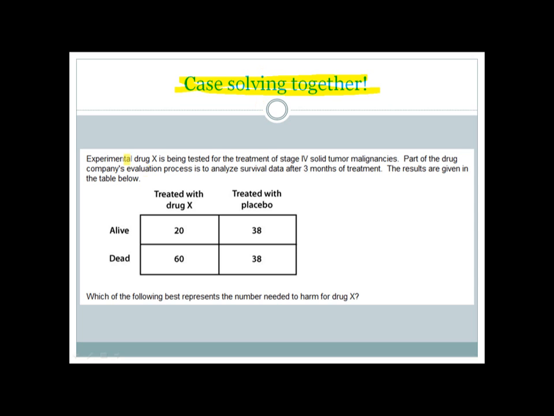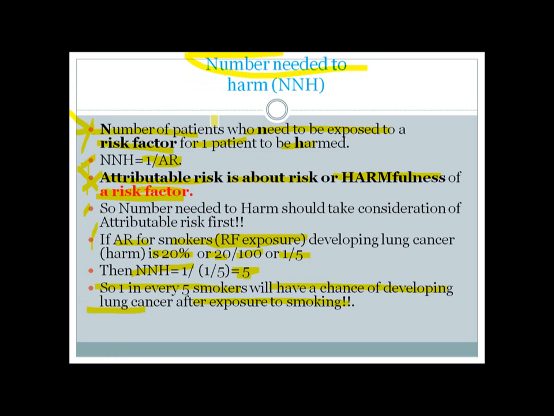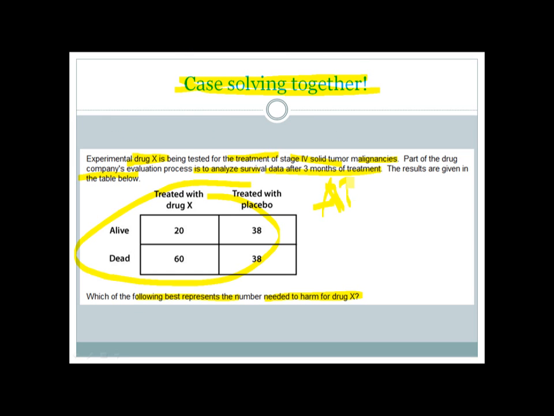So here we have a question where there is experimental drug A, which is tested for treatment of stage 4 solid tumor malignancies. And part of the drug company's evaluation process is to analyze survival data after 3 months of treatment. The results are given in the table below. And which of the following best represents the number needed to harm for drug X? As I have already mentioned, to calculate the number needed to harm, you have to first calculate the attributable risk, the absolute attributable risk, as I have mentioned in this equation.